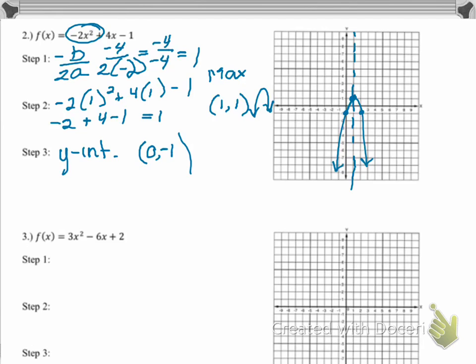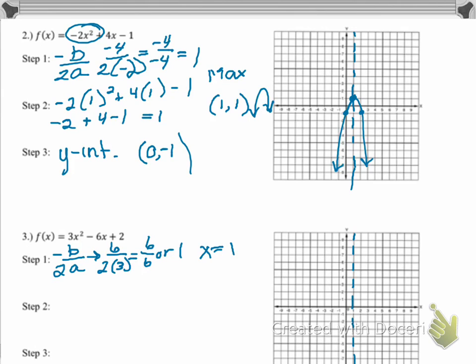So hopefully you started with the opposite of B all over 2A. So that converts to now positive 6 all over 2 times my A value. And that's super convenient. That's just 6 over 6, or that is just 1. And so again, I know I have a line of symmetry at x equals 1. So I put my dotted line there.